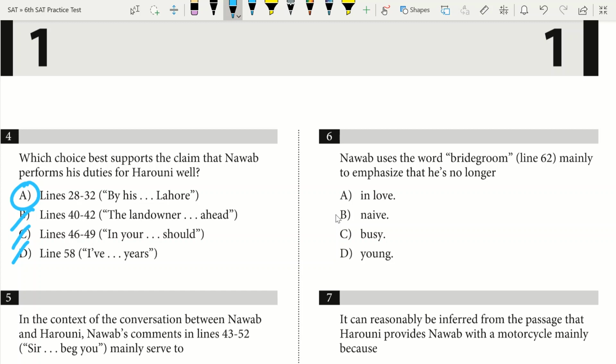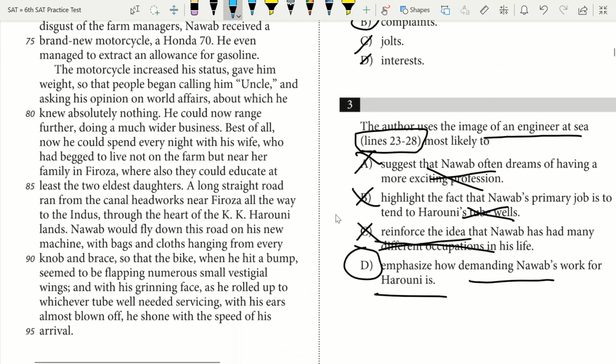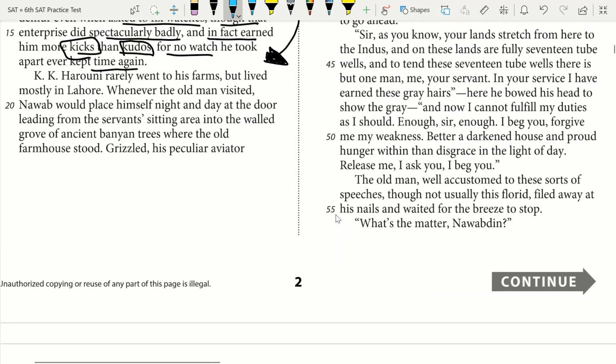All right, now we got question 5. In the context of the conversation between Nawab and Haruni, Nawab's comments in lines 43 to 52 serve to do what? This is a purpose question asking us what the purpose of those lines is. So we'll go quick, take a look at that, come up with our own answer choice first. So it's lines 43 to 52. We see it starts up here.